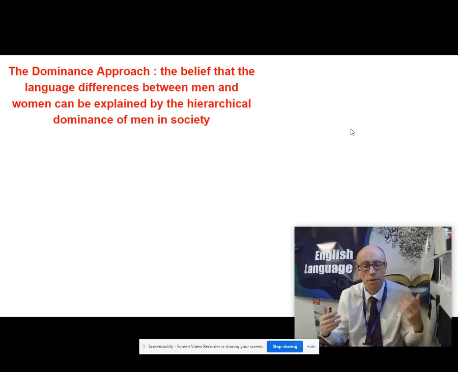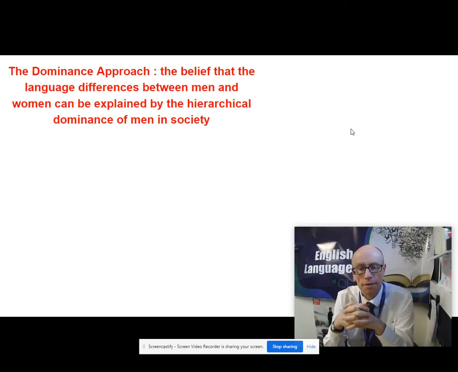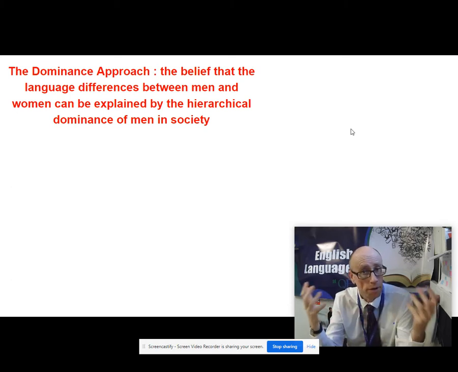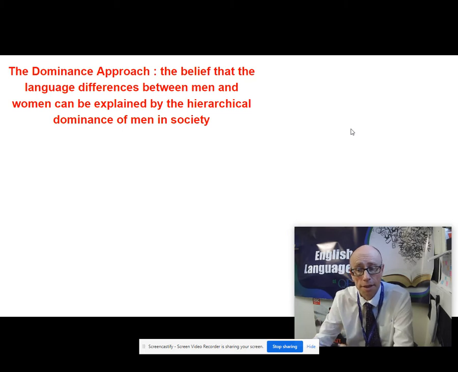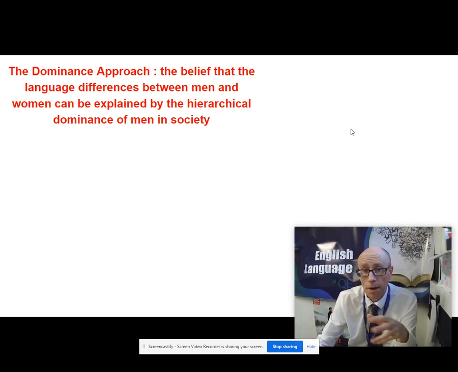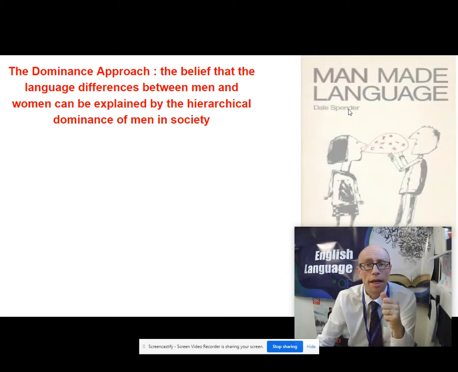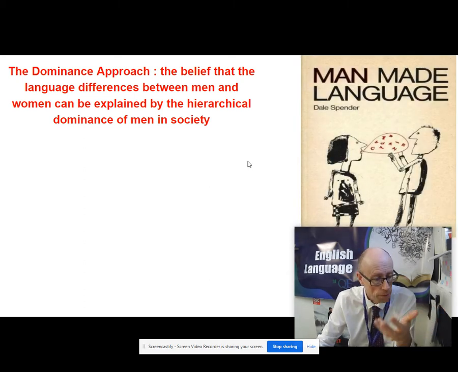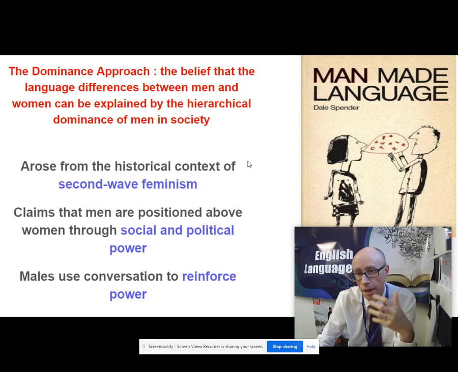Dominance model. So this is a belief that circulates in the 1970s and the 1980s that males dominate conversations. And this arises from the hierarchical dominance of men in society. So if we live in a patriarchal society where it's males who are controlling the institutions in public life, then that's going to be reflected in the kind of power dynamics that are going on in everyday conversations, not just in public conversations, but in casual, private conversations as well.